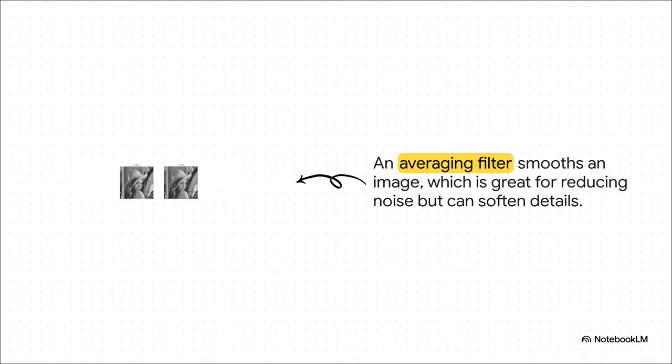And here's a perfect example of what that can do. If we use what's called an averaging filter, where the kernel just takes the average value of all its neighbors, we can smooth out an image. You can see how it reduces some of that random noise. Now, the trade-off is that it also makes the image a little softer, a little blurrier. And that kind of trade-off, that's at the very heart of almost all image processing.